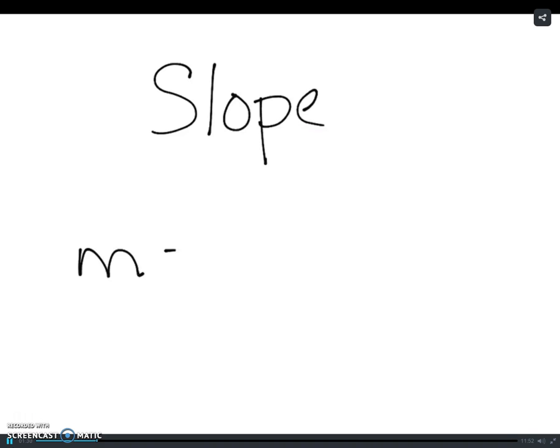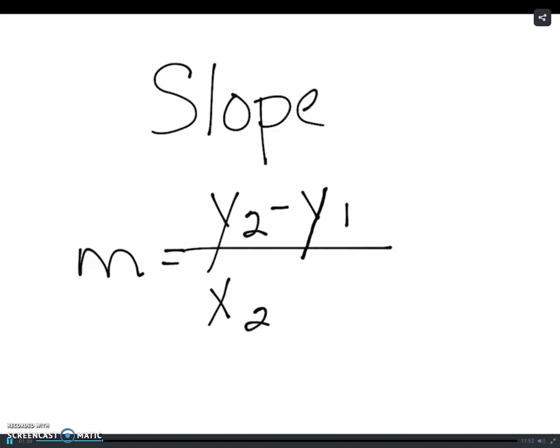We also have a formula for slope, and the formula can be found on your green sheet in class. If you want your own green sheet to use when you're at home, you can print your own out. It's on Schoology. And this is the formula for slope. I'm not sure why they use M for slope, but they do. And so this is the formula we're going to be using.